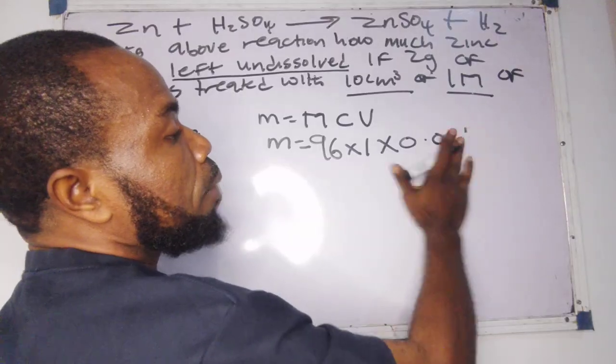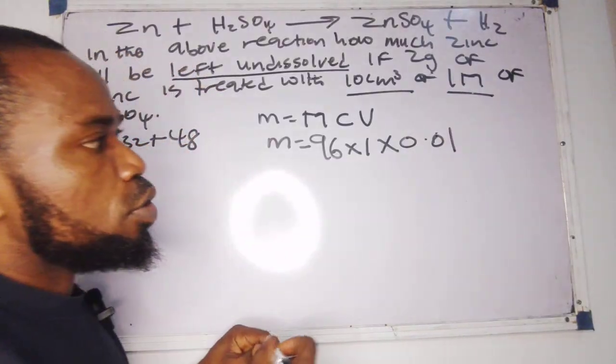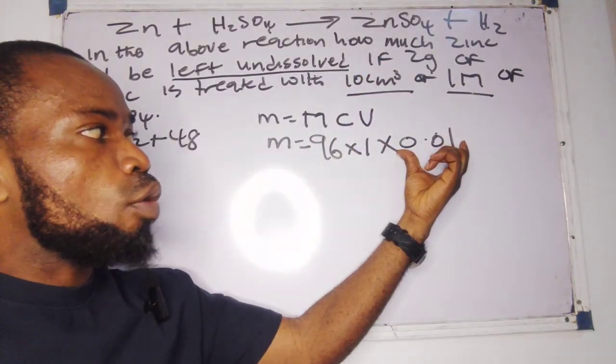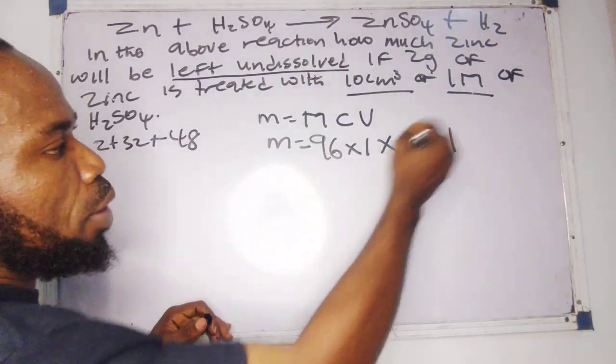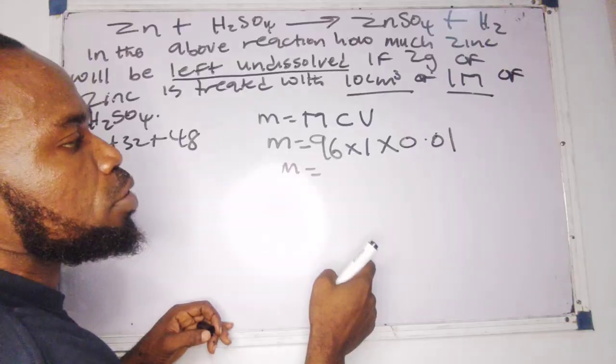0.001, or rather 0.001. So that is what? 10 divided by 1000. So this is the volume that we're going to use. Now if you multiply this very quickly without wasting much time, mass is now equal to 96 times 0.0001.